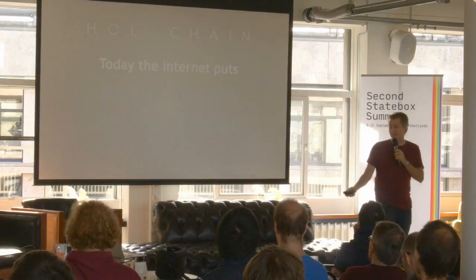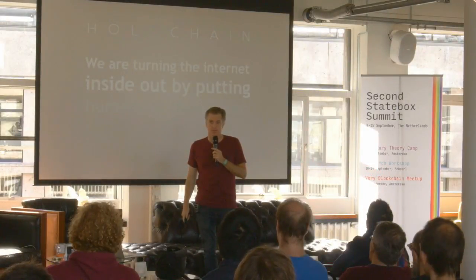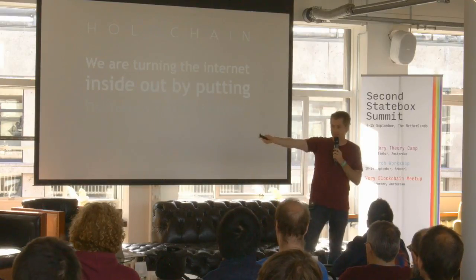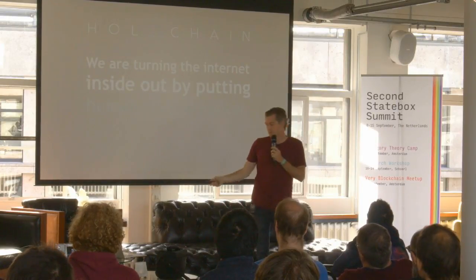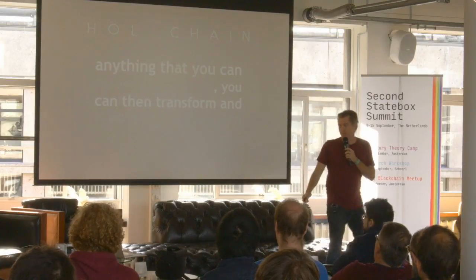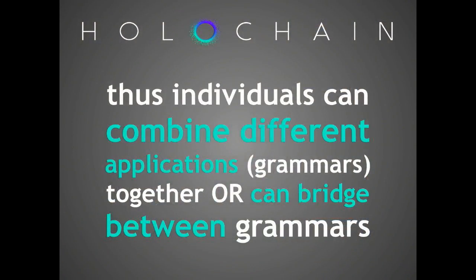I mentioned that today the internet puts applications at the center, where we're trying to turn the internet inside out by putting humans at the center. We're trying to make it so that individuals are able to bridge between different grammars. Just like they were able to bridge between light and sound, we're trying to enable individuals to bridge between one application and another application without there having to be some top-level planning amongst the developers, without there having to be an API that was written. Anything that one individual is able to experience in one form, they can express in another form. So again, anything you can receive in one form, you can then transform and express in a different form. Thus, they can combine different applications or grammars and can bridge between those grammars.